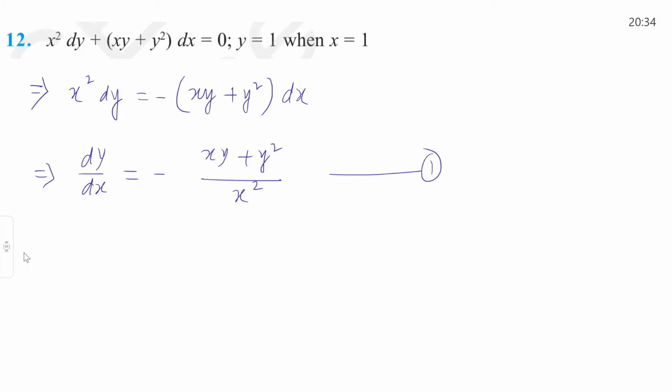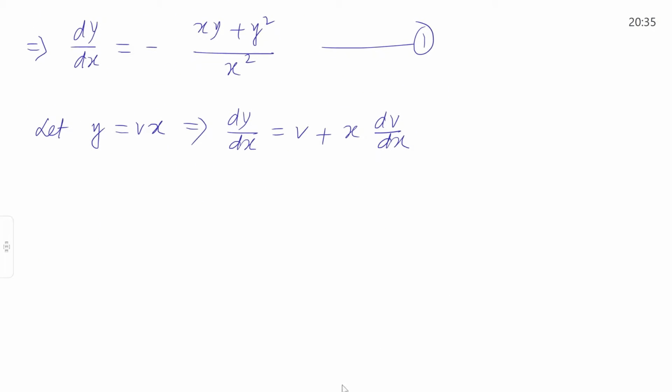Now let y is equal to vx, and that implies dy dx is equal to v plus x dv dx. Replace it. Therefore 1 implies v plus x into dv dx.